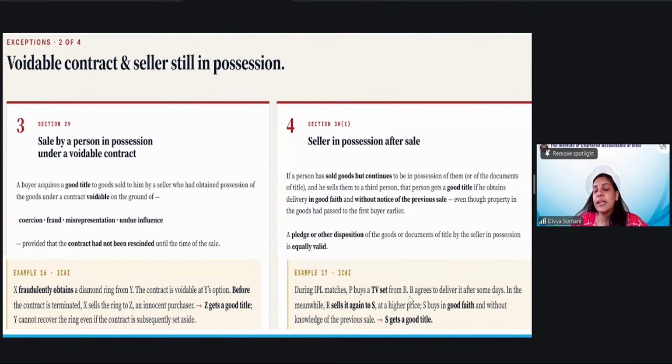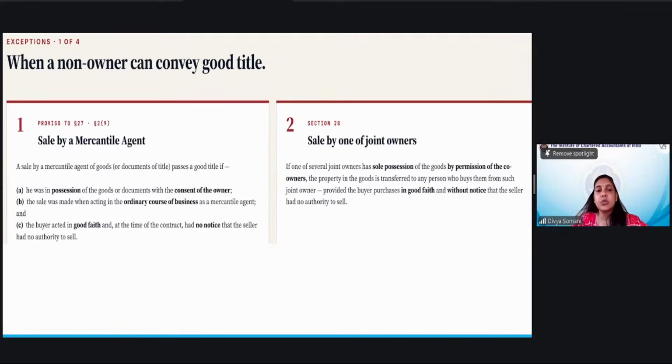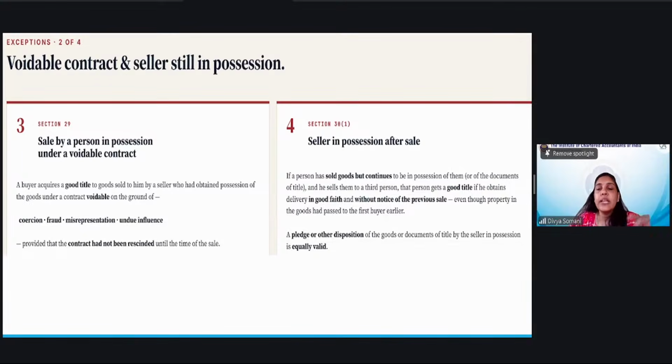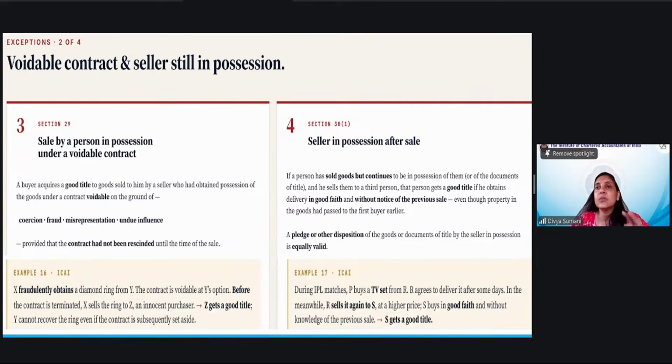In this case, you have to now identify under which category of exceptions you will put this case. Let us just quickly recall what all cases we have learned so far. Whether the case is related to mercantile agent, it will fall into the first category. If it is related to joint ownership, it will relate to the second exception. If the case is related to any voidable contract, that is the third exception which we have discussed. If it is a case of constructive delivery kind of thing, then it will relate to this fourth exception. In all these circumstances, ownership will pass to the new buyer.